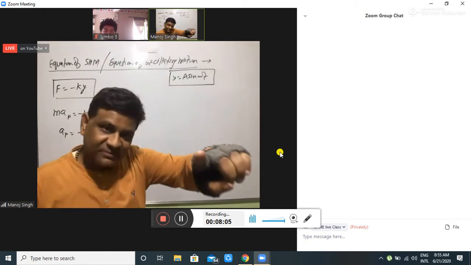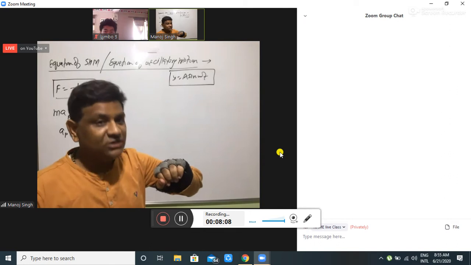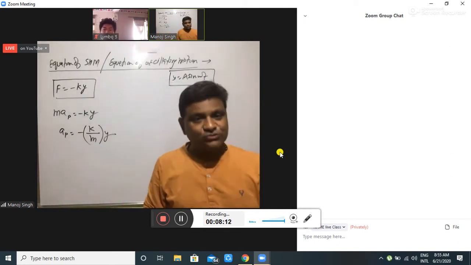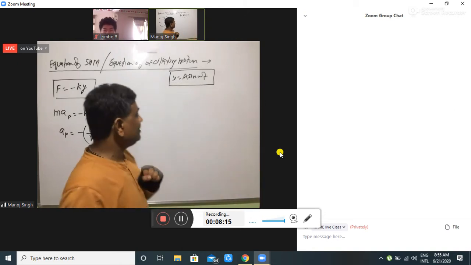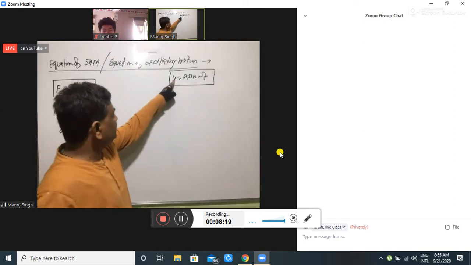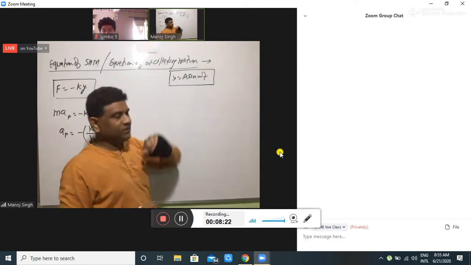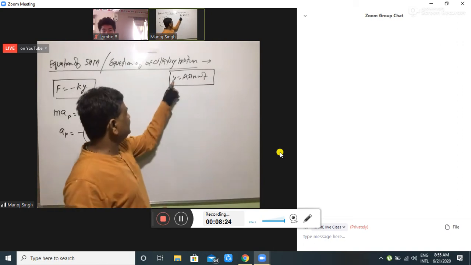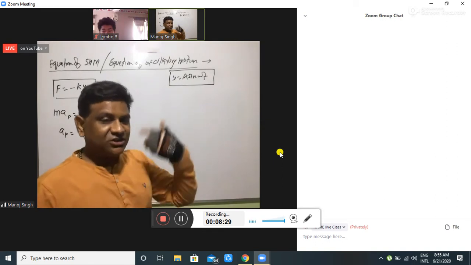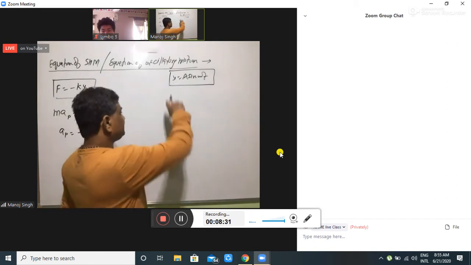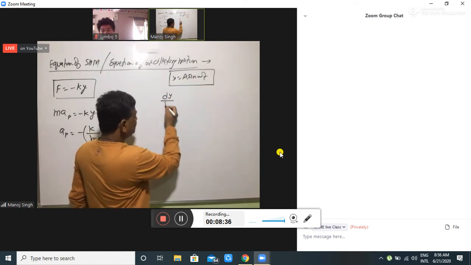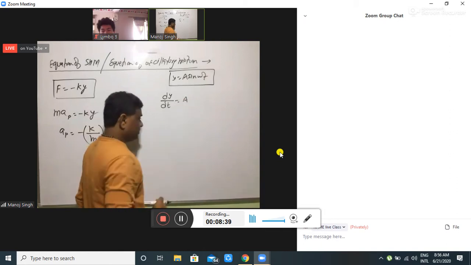Y is the displacement of the particle of the medium from the mean position. A is the amplitude. What is capital A? It is the amplitude of the particle. Sine of omega into t. Now, if we differentiate this relation y with respect to t, what will come here? Differentiating this equation y with respect to t, we get dy by dt is equal to A, where A is a constant.